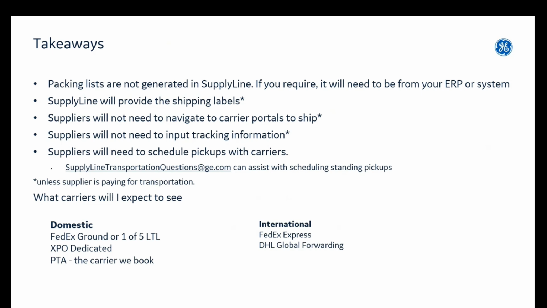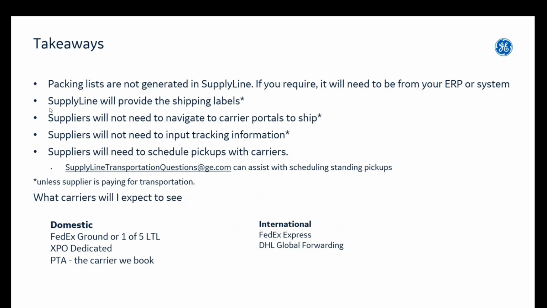I've been asked to note this: packing lists are not generated in SupplyLine. If you require a packing list, you'll need to produce it from your ERP or from your system, but GE Aviation does not require a packing list. I know there's reference to a packing list in the standard remarks. That reference is in the context of if you're not in ACES. In here very soon, it will say if you're not in SupplyLine, right? All the paperwork that you get from SupplyLine suffices for everything that GE Aviation needs.